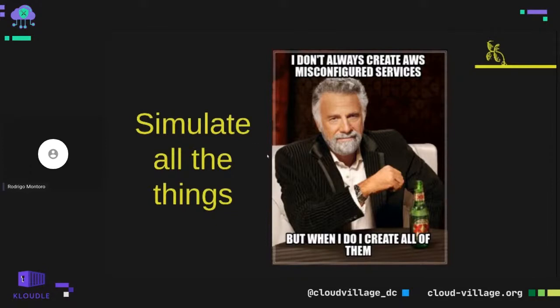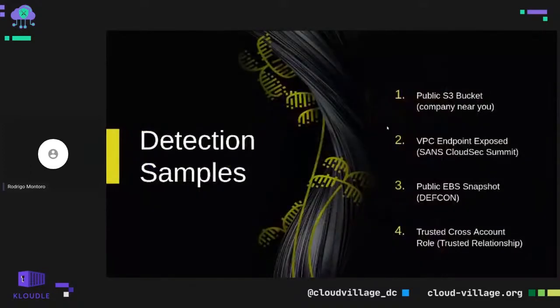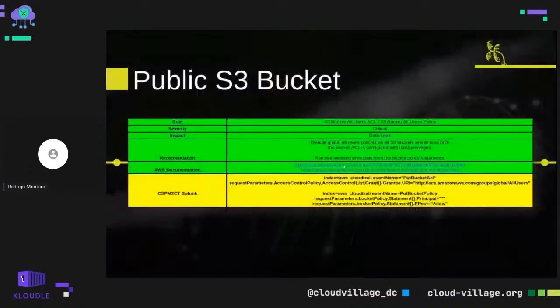And just to show some proof of concept about the research I said is still going, we start with AWS. We created a public S3 bucket detection. We show here an exposed VPC endpoint, the public EBS snapshot, and the trust account relationship. The very first is the public S3 bucket.